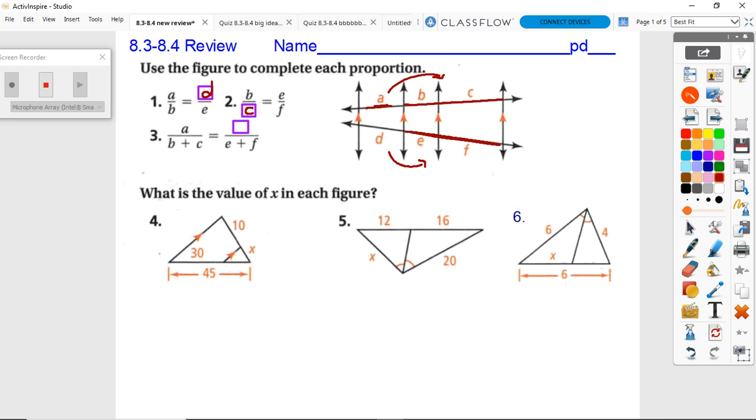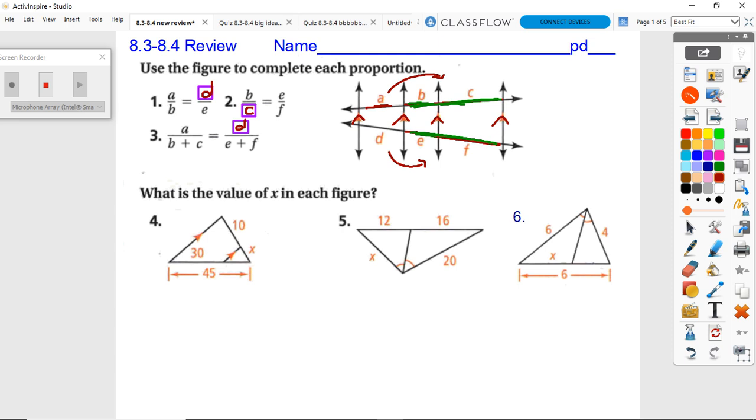Alright, so you'll see that not only does this work for each segment, but it also works when you combine segments in this situation. And again, it's because you have parallel lines being cut by a couple transversals. It's going to break things up proportionally.